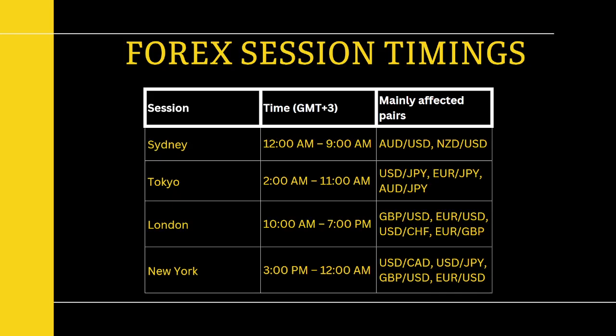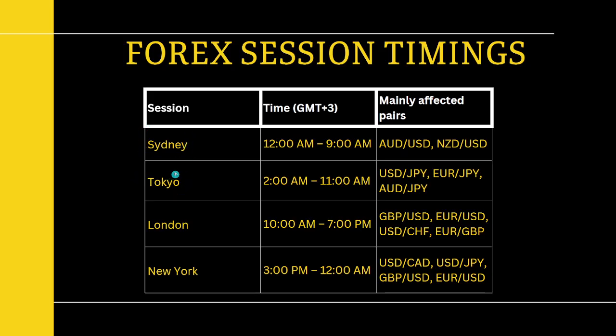And the third thing is that when you know which session is active and open, and which is closed, you will be able to identify the best pairs to trade at the moment. So for example, when the Sydney session is open, which is in Australia, it is open, if we use GMT plus 3, from 12 a.m. to 9 a.m. The best pairs to trade at the moment are AUD USD and NZD USD, because these are the ones related to this session.